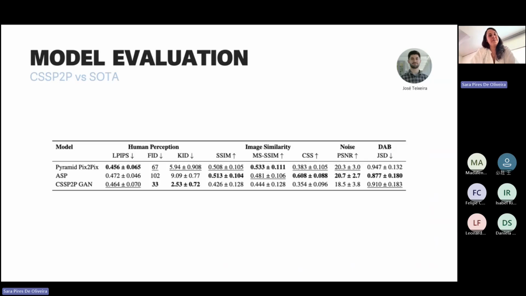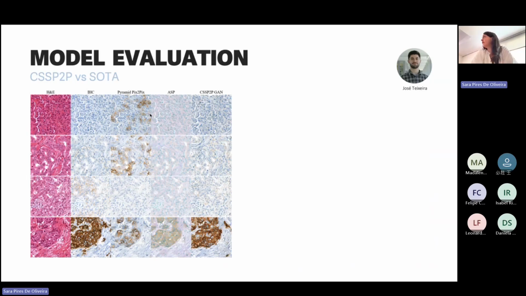But then, if you look at the images, here they are. And we have the exact same trend as before. Our model is the last column. And I mean, I think it speaks for itself, right? Even though the other models have better metrics, they don't have better images.